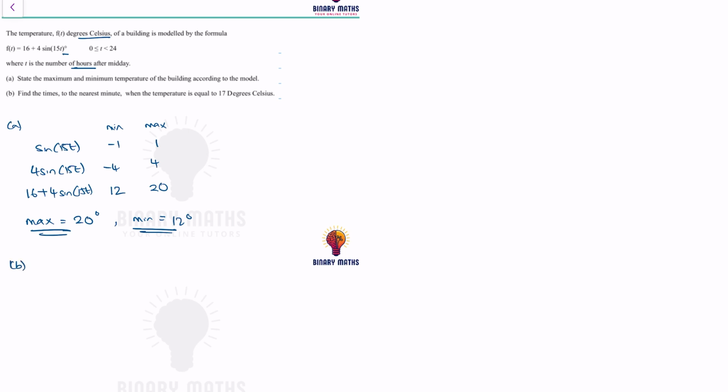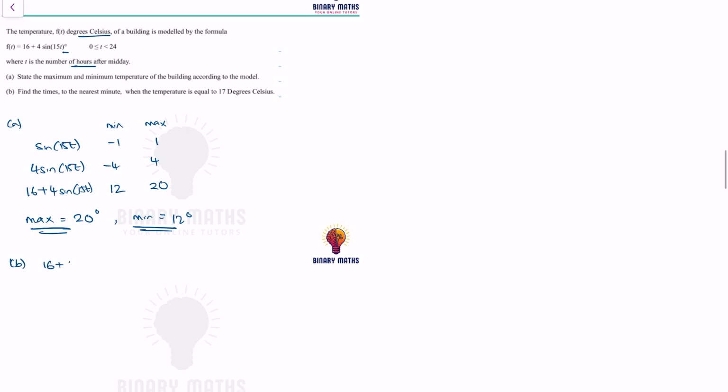B. Find the times to the nearest minute when the temperature is equal to 17 degrees Celsius. So 16 plus 4 sine 15t must be equal to 17, which means 4 sine 15t is equal to 17 take away 16, which is 1, which means sine of 15t is equal to 1 divided by 4.